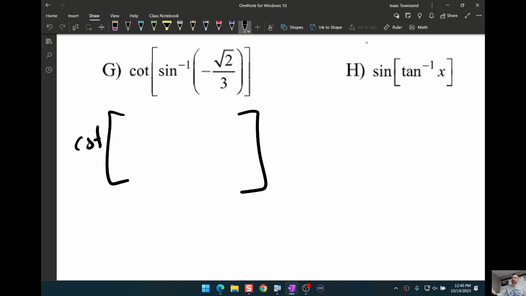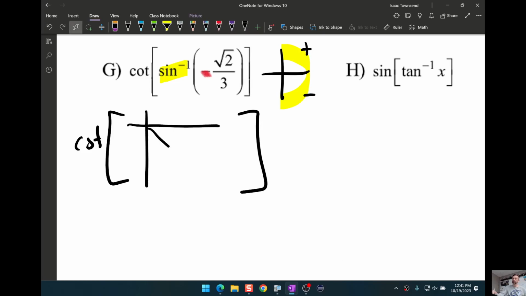I can't tell you this angle because I don't memorize this angle. I don't memorize an angle that has that sine ratio. But inverse sine cares about quadrants 1 and 4. In quadrant 1 he's positive, in quadrant 4 he's negative. So if this was inverse sine of something positive, I would draw him in quadrant 1. But this is inverse sine of something negative, so I should put him in quadrant 4.